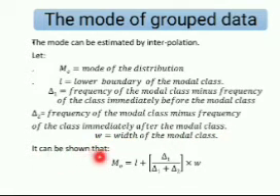So it can be shown that MO, that is mode of the distribution, is equal to L, that is lower boundary of the modal class, plus open bracket change in frequency 1 over change in frequency 1 plus change in frequency 2, then multiply by width.